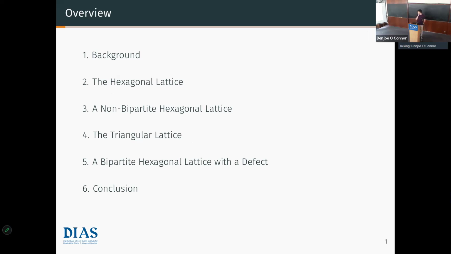So just to give a brief overview of what I'm going to be talking about today, I'm going to try and keep the talk as self-contained as possible. I'm going to start off with the background about what is a dimer and why do we care about them, I suppose. And then working through dimer models on different lattices, such as the hexagonal lattice, moving on to making that non-bipartite, which I'll explain in a couple of minutes. Then the dimer model on the triangular lattice, a brief part on what happens when we introduce a defect into these lattices, and then finish off with just a conclusion.